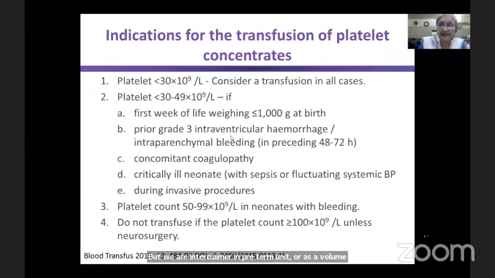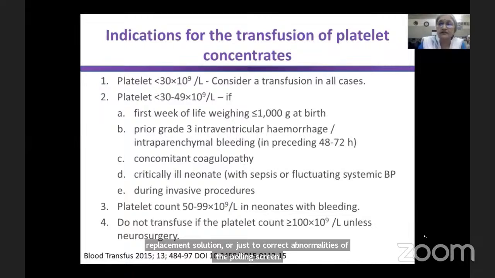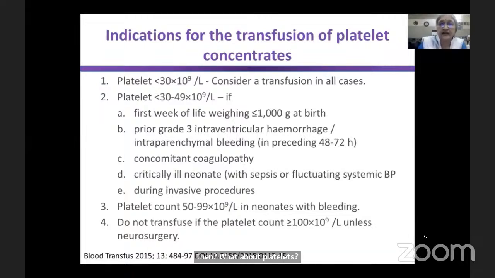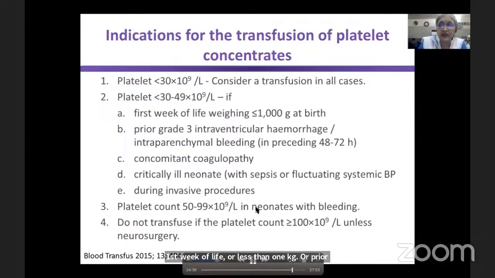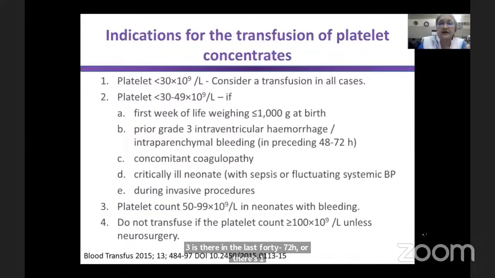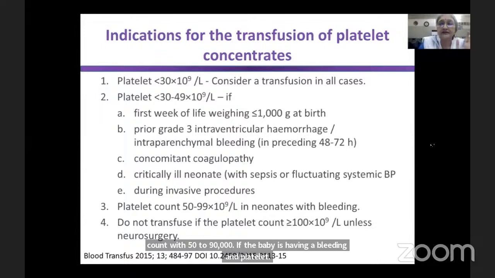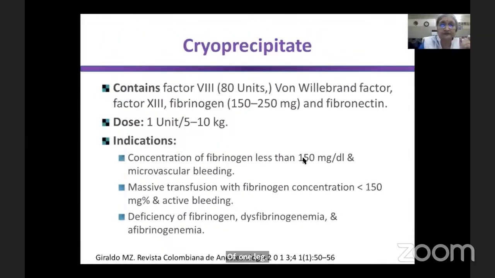Then what about platelets? Platelets less than 30,000, consider transfusion. Platelets between 30 to 49,000 if the baby is in the first week of life or less than 1 kg weight, or prior grade 3 intraventricular hemorrhage is there in the last 48 to 72 hours, or there is concomitant coagulopathy, or it's a critically ill or septic baby, or during invasive procedures. Platelet count of 50 to 90,000 if the baby is having a bleeding, and platelets of 1 lakh per cubic millimeter if the baby is undergoing neurosurgery.